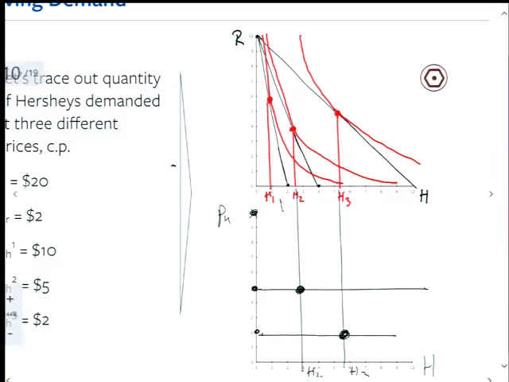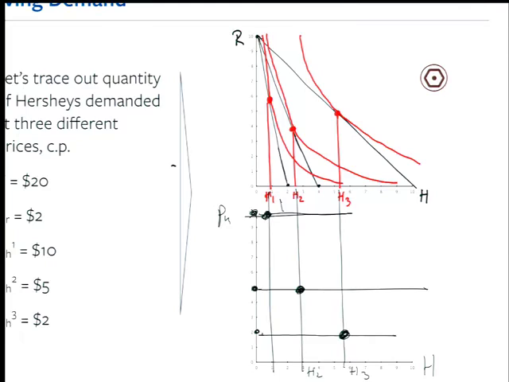Last one, at a price of $10 of Hershey's, holding the other stuff constant right here, I was consuming H1 units. And price was $10 up here, which is the top part of my graph. So this is my third point. So what do I have? I have 3 dots. One that tells me the optimal quantity demanded at a price of Hershey's of $10. The second one here tells me the optimal quantity demanded at a price of Hershey's of $5. The third one here tells me the optimal quantity demanded at a price of Hershey's at $2.